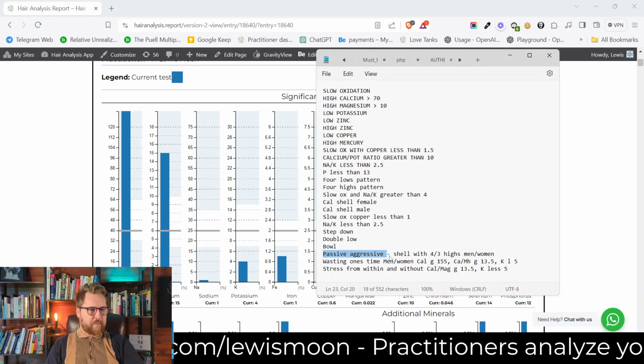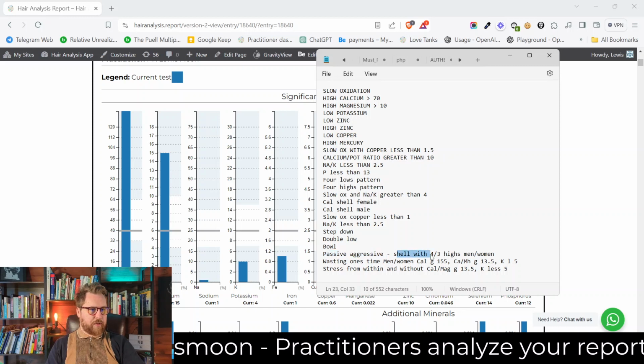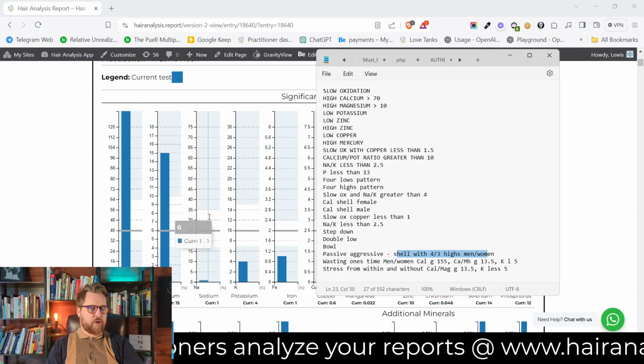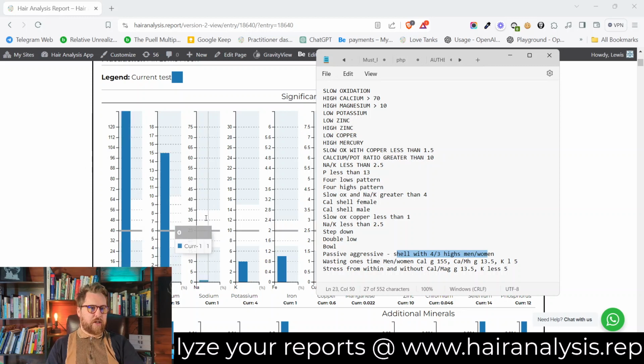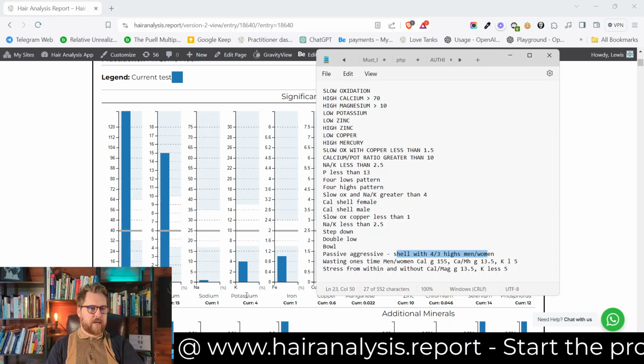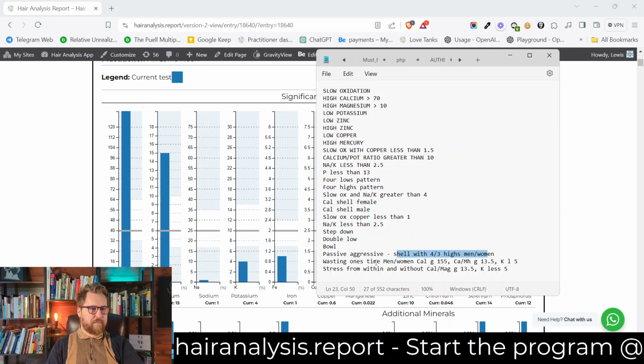So passive aggressive pattern, which is a calcium shell with a 4 or 3 highs. So again, this is not shown on this test, but a calcium shell. A 3 highs is when 3 of the first 4 minerals are above ideal. A 4 highs is when all of them are above ideal.